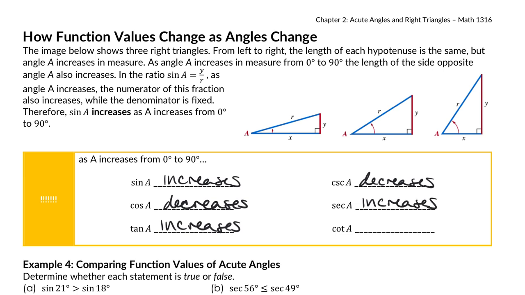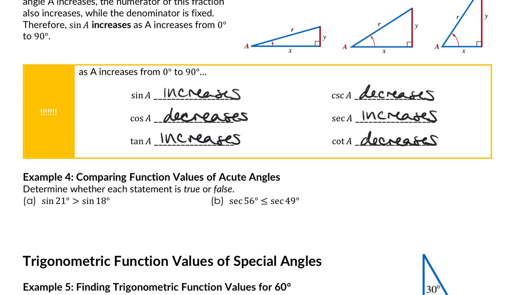Cotangent is x over y, so we have a numerator that's getting smaller and a denominator that's getting bigger. What's happening to the number? It decreases. So we have these different trends among our trig ratios for what's happening as we increase the value. What that means for us is we can answer questions like example 4.